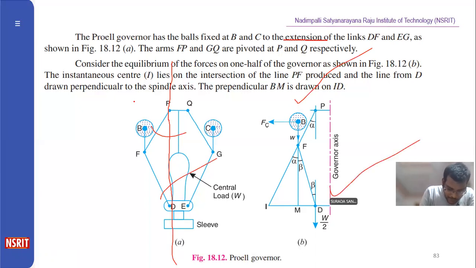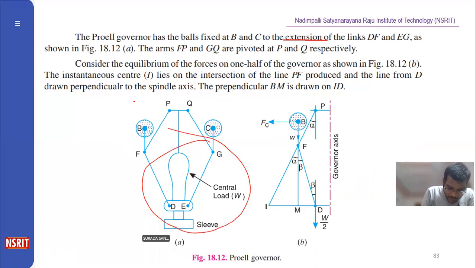This is the ball having the centrifugal force Fc, and the ball having weight w. And here the sleeve having weight W, but here we have taken half of the portion, so W by 2.